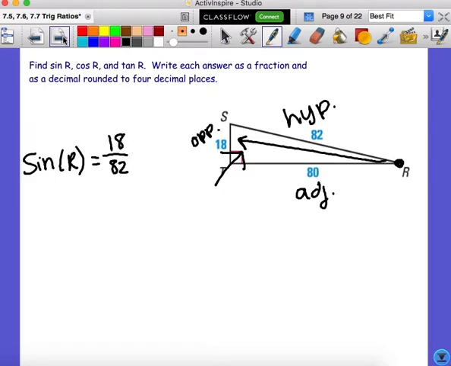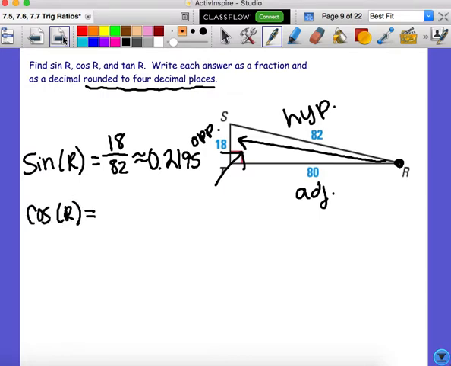So now that we've labeled our sine from R, remember our sine ratio says opposite over hypotenuse, so 18 over 82. And it says write it as a fraction, and then write it as a decimal rounded to 4 decimal places. So in our calculator, we're going to go ahead and type 18 divided by 82. We end up with approximately 0.2195. And we're going to talk about why we did that here in just a second.